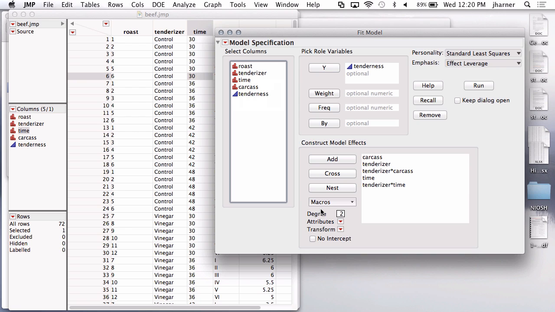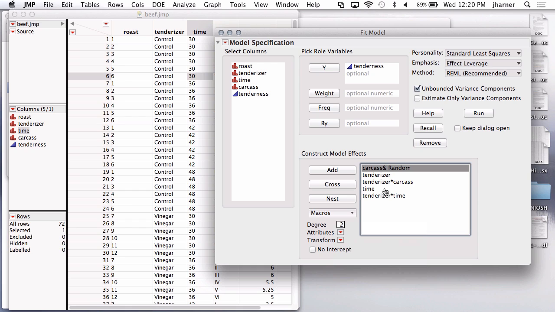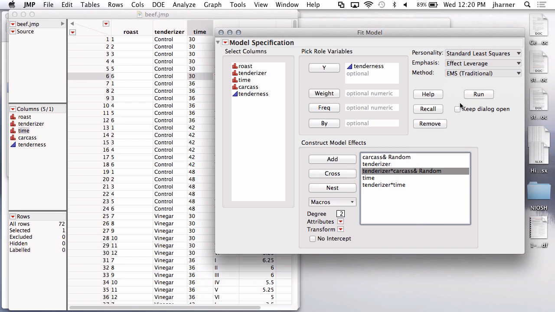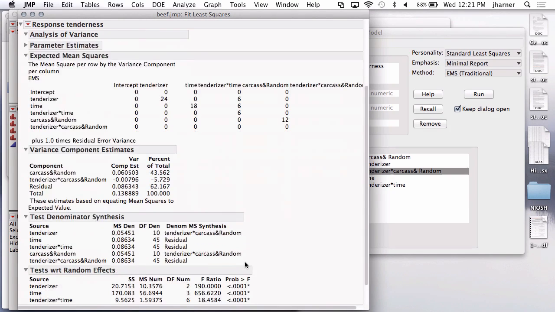But I'm not finished yet because I need to make carcass a random effect. And I need anything that has carcass in it to be a random effect. So the tenderizer by carcass is also a random effect. And then I'm going to actually go back and do the traditional method. And let's keep this up here. Well, initially I'm just going to print out the minimal report. I'll come back and redo it in a minute.